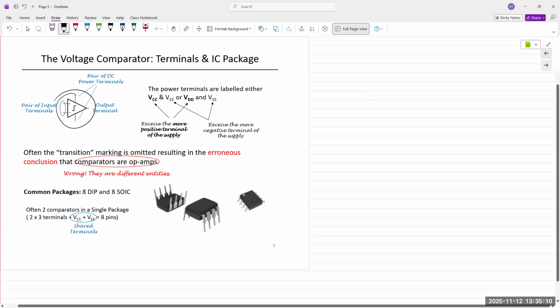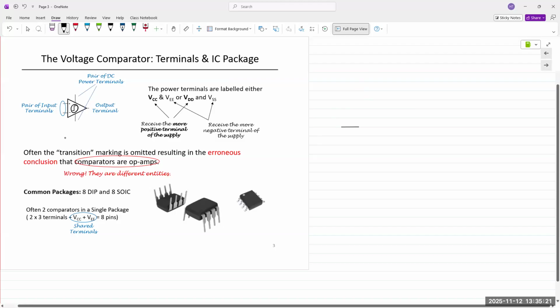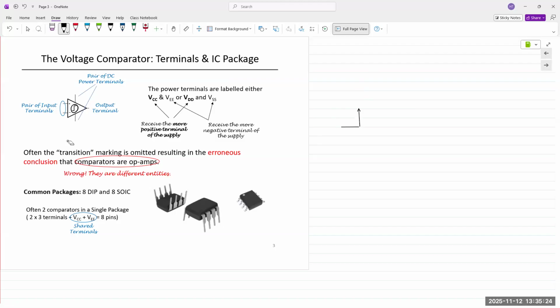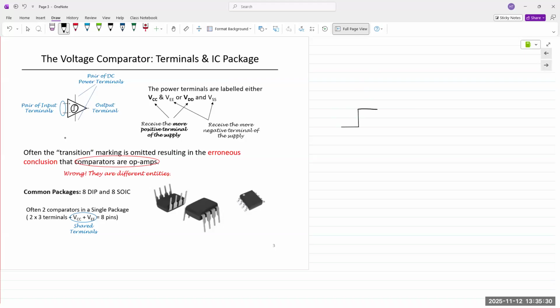So this is the actual symbol for a comparator. It looks very similar to an op-amp. More often than not, this symbol right here is showing you the transition between 0 and, I'm just going to label plus 5 volts or any high level. Okay, so the output of a comparator is always a straight line, either 0 or plus 5, assuming we are talking about 5-volt digital circuits.